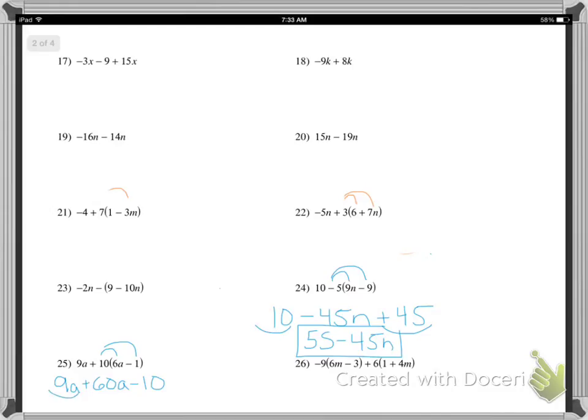Combine like terms. That would be the a's in this case. 9a and 60a. I'm going to come over to the right. 69a. Same sign, sum. Minus 10.